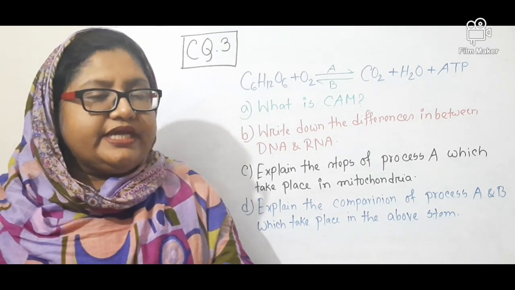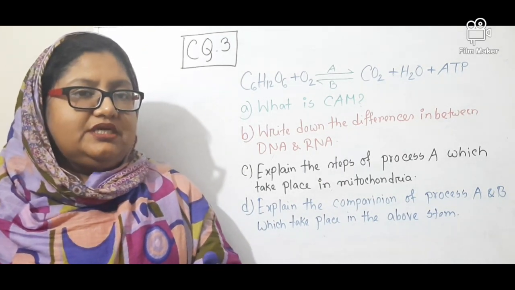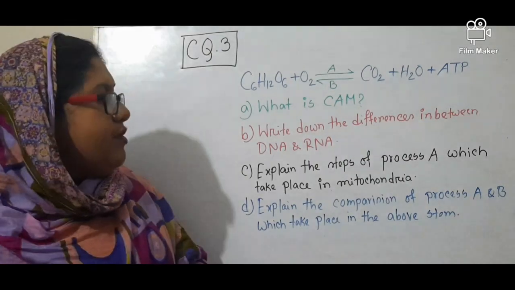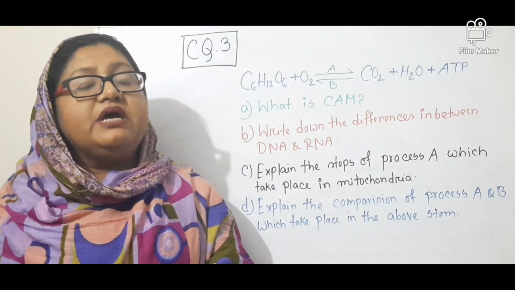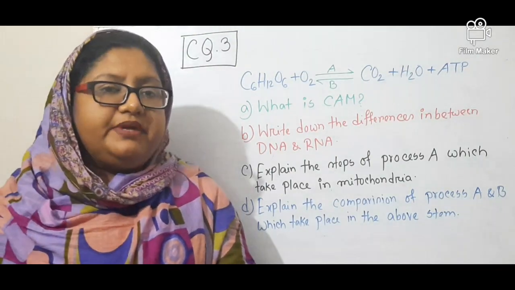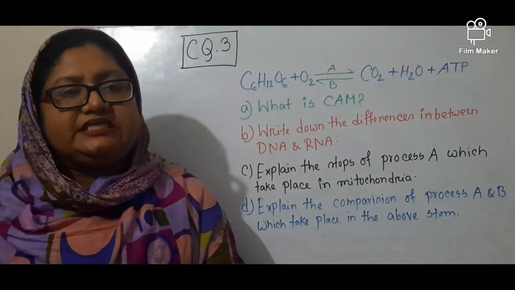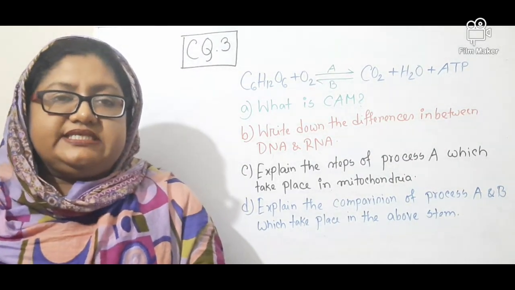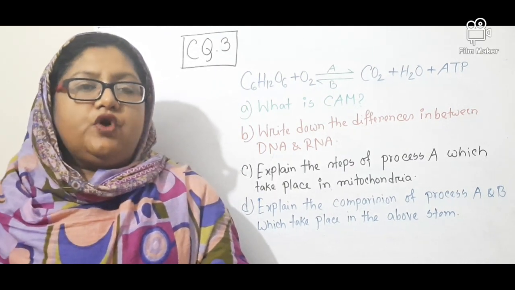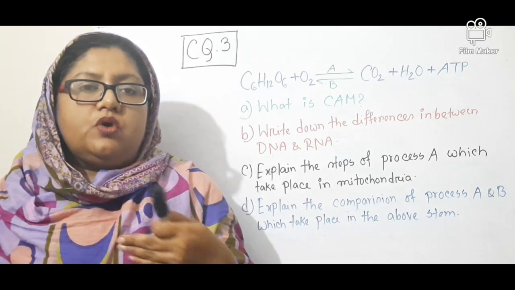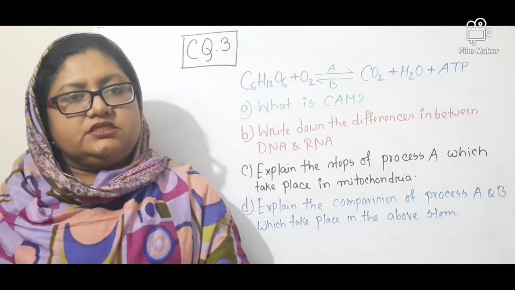Along with these two cycles, there is another cycle for the production of carbohydrate. The full form of this cycle is CAM, which stands for crassulacean acid metabolism. So you will write CAM, which indicates crassulacean acid metabolism cycle, which is a process of carbohydrate production in the dark phase of photosynthesis.